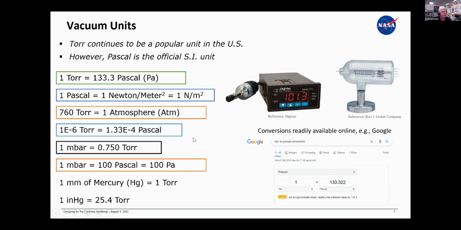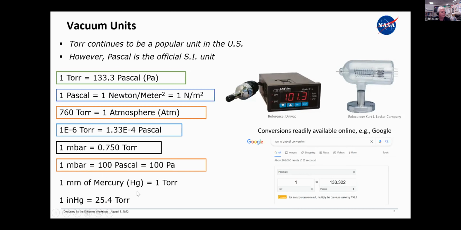A really popular unit that you'll see in this presentation, which I don't quite understand, is the millibar, and a millibar is 0.75 torr. Again, if we just play fast and loose, you could make the case 1 millibar is about 1 torr. The millibar is based on 100 pascals, so that's where it comes from.